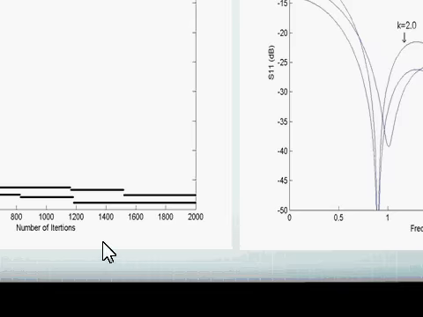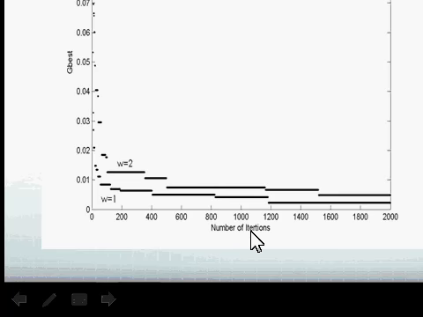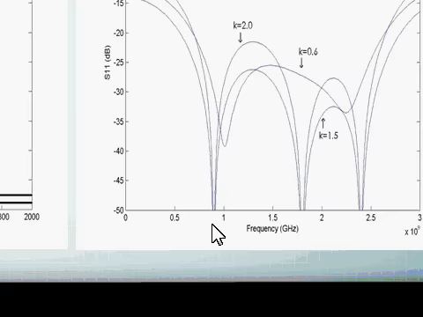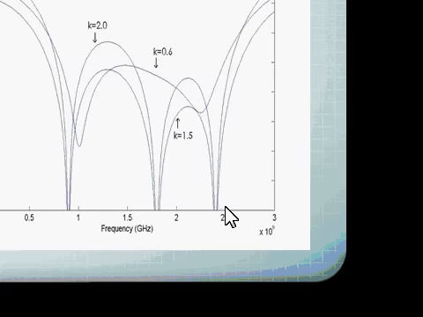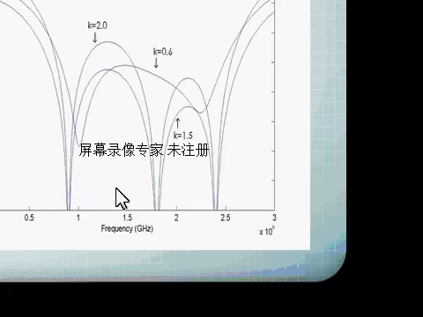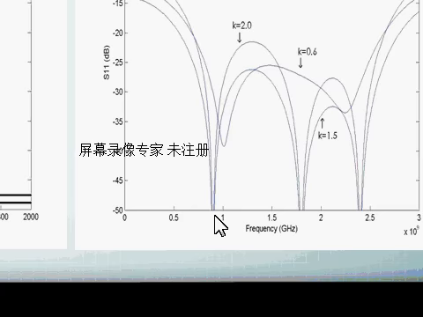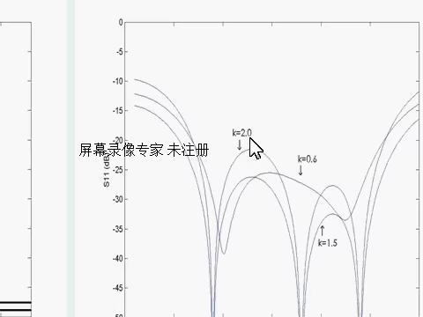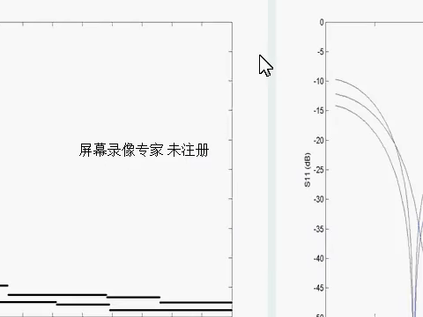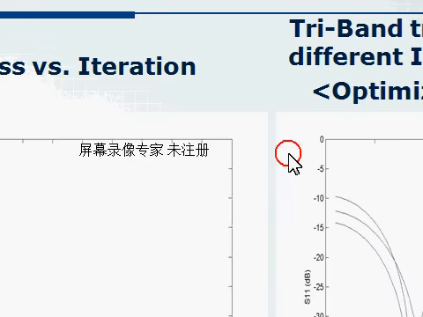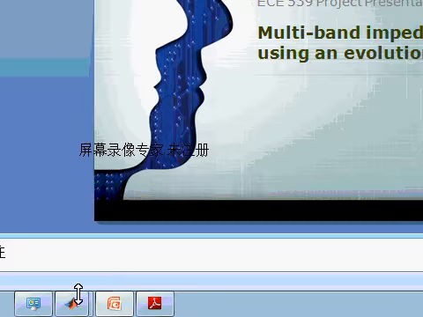After 2,000 iterations, we can find the optimal solution for our proposed 3-band impedance transformer working at 900 MHz, 1.8 GHz and 2.4 GHz for GSM and Wi-Fi network. We can find that the return loss could reach minus 50 dB, which means that there is almost 100% power transmission at 3 different individual frequencies. So, which proves that this algorithm is really successful.